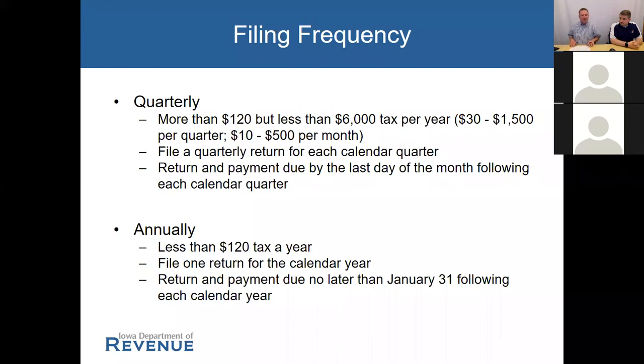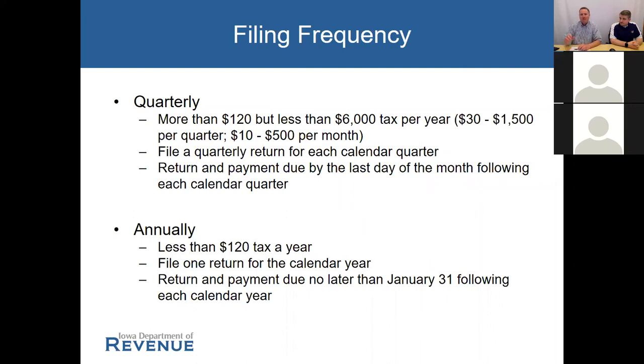We also have an annual status. This is more hobby types of businesses, small businesses collecting less than $120 a year. They file one return with us each year, and this is always due by January 31st of the next year. So the 2019 annual filing will be due by January 31st of 2020.